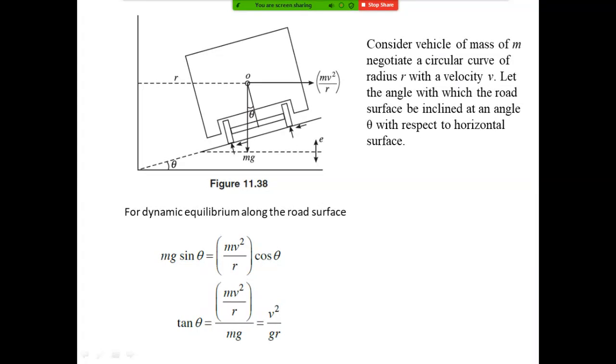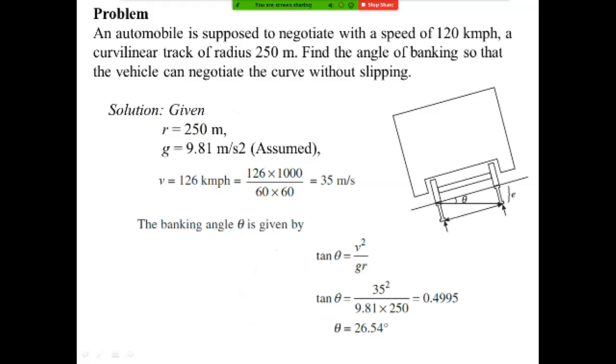Then this is at an angle. If this is the horizontal, then this is at an angle theta made with this sloping surface. So this will become cos theta. Then tan theta is equal to v square by gr. This equation we will use. Okay, tan theta is equal to v square by gr. This simple equation you are using to find the super elevation and associated problems. Okay, we will see the problem.